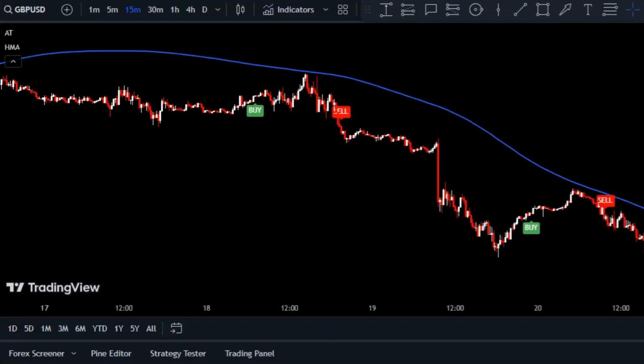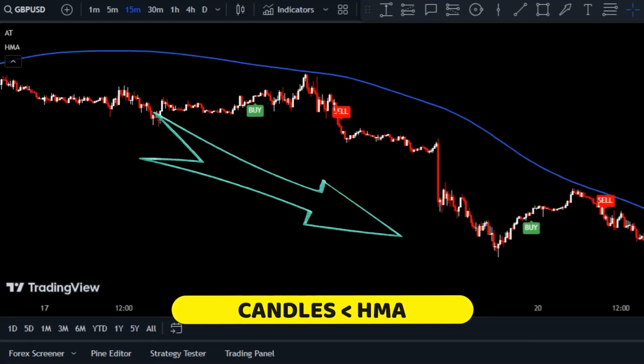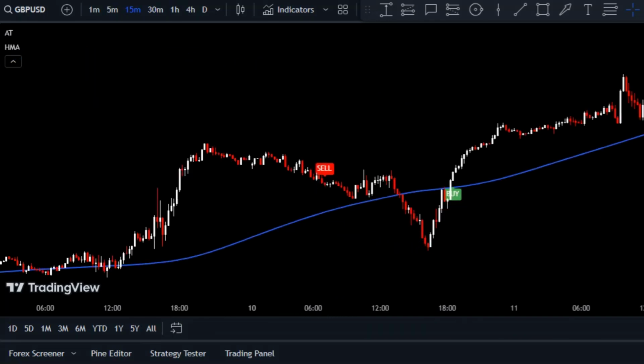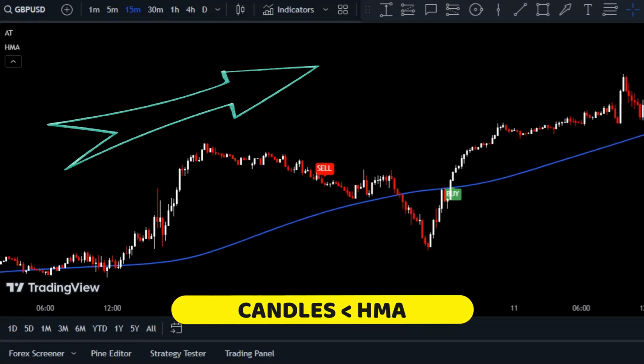Now the trend is crystal clear. When the candles are below the HMA indicator, it's a sign of downward momentum. Conversely, when the candles are above the HMA indicator, it indicates an upward momentum.